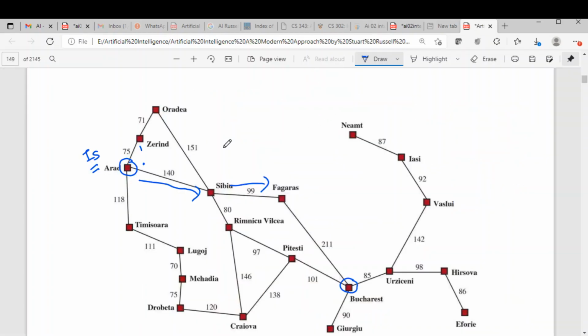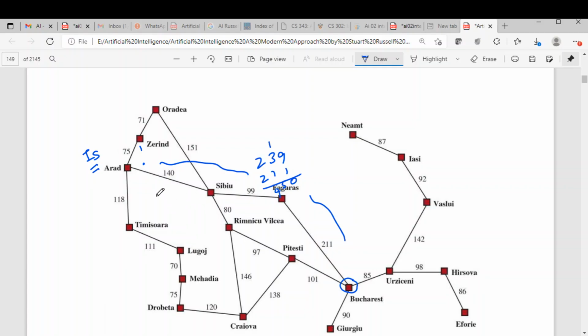If you observe this graph of reaching from Arad to Bucharest, the greedy best first search is following this path: 140 plus 99. What is that? 140 plus 99 is 239. Okay, 239 plus 211. What is that? That is 450. The actual cost of reaching Bucharest is 450.